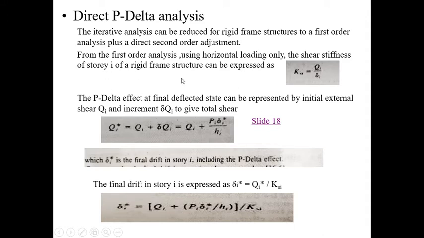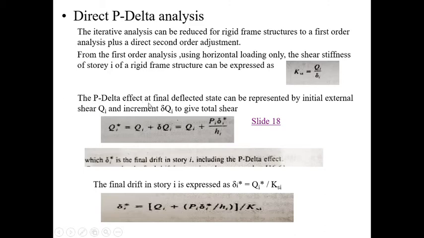So from the first order analysis, wherein only the horizontal loading is acting, the shear stiffness in a particular story i of that rigid structure will be given as K, capital K, which is representing the shear stiffness, Ksi, where i is the particular story, is equal to Qi upon small delta i, that is the increment. So Qi is the horizontal shear force acting there, and delta i is the increment there. So this is considered for the first order wherein only the horizontal loading is considered. So the shear stiffness is Ksi equal to Qi upon delta i.